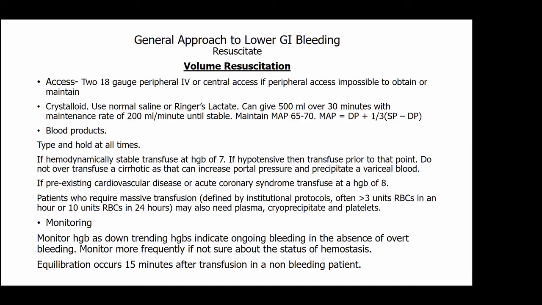As far as blood products, a type and hold should be active at all times. If the patient is hemodynamically stable, then you transfuse them when they reach a hemoglobin of 7. If they're hypotensive, then they can be transfused prior to that point. It's important to not overtransfuse a cirrhotic, as that can increase their portal pressure and precipitate a variceal bleed. If the patient has pre-existing cardiovascular disease or an acute coronary syndrome, then transfuse at a hemoglobin of 8.